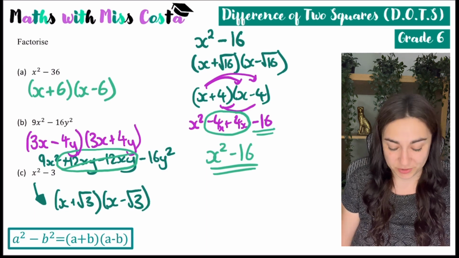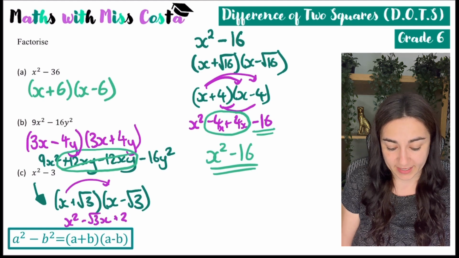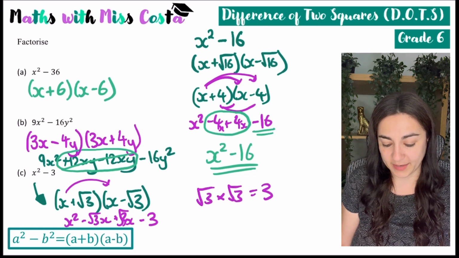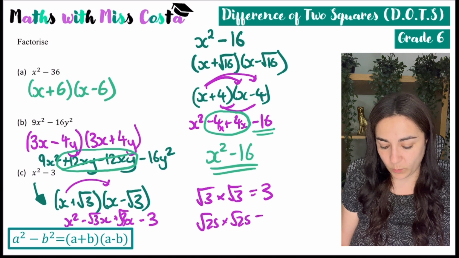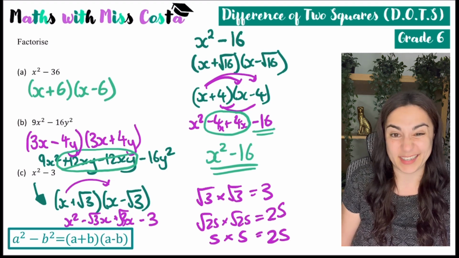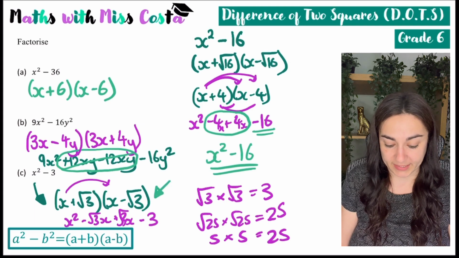And you can always double check this, because x times x is x squared. Then x times negative root 3 would be negative root 3x, plus root 3x. And then minus 3, because a surd multiplied by itself is its unsurd self. Like if we had square root of 25, we know that the square root of 25 is 5, and 5 times 5 makes 25. So it's always helpful to remember that, but this one's trickier because it's involving surds, but it's the same principle, and just double check it and you'll see that it works.